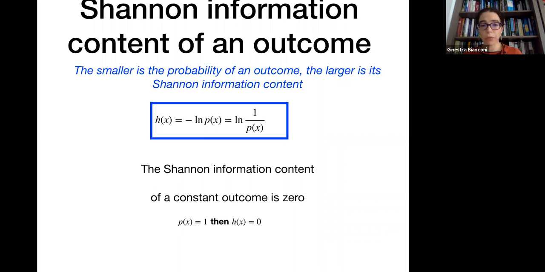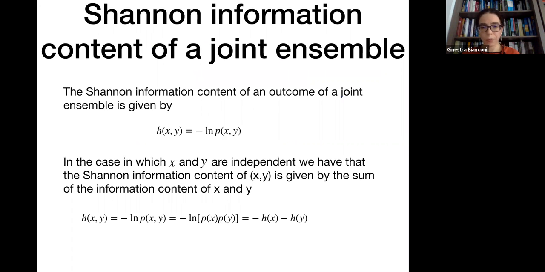Here, for the Shannon information content, one important thing is that the smaller the probability of an outcome, the larger the Shannon information content. And, oppositely, the larger Px is, the smaller the information content. So if you have an outcome which is deterministic, with probability 1, then the Shannon information content is 0. So it describes, in some sense, the uncertainty in this value. The Shannon information content can also be applied to a joint ensemble. And if the two variables x and y are independent, the Shannon information content is additive. So it's h of x plus h of y.